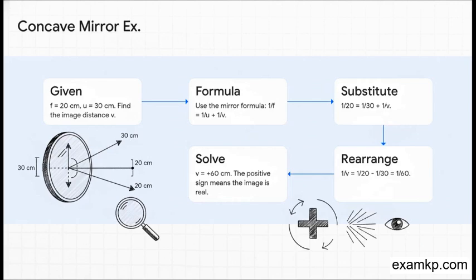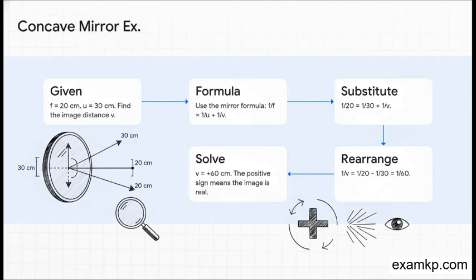1 over 20 equals 1 over 30 plus 1 over V. Now we just need to rearrange to find 1 over V. That gives us 1 over 20 minus 1 over 30. A little bit of fraction work. The common denominator is 60, and we get 1 over 60.